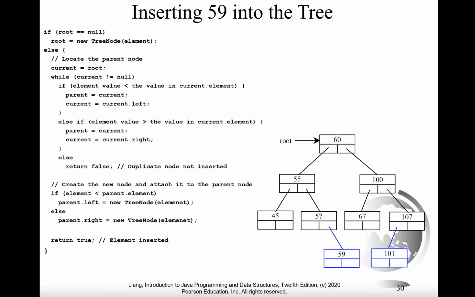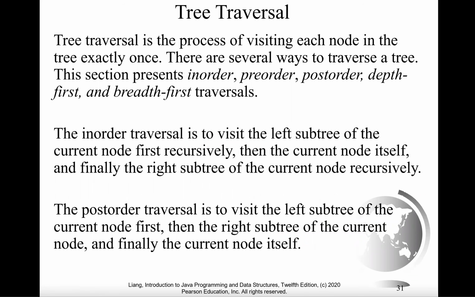All right, so now the common operation for trees is the tree traversal. Tree traversal is the process of visiting each node in the tree exactly once. There are several ways to traverse a tree. This section presents in-order, pre-order, post-order, depth first, and breadth first search.